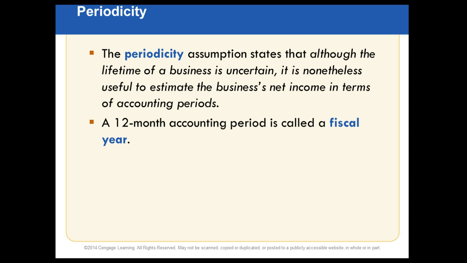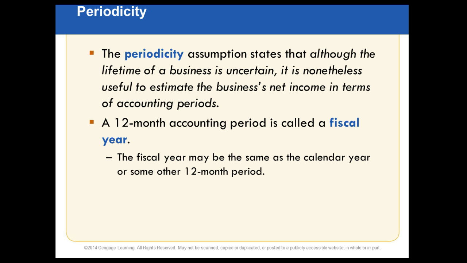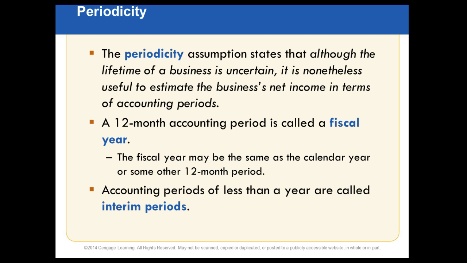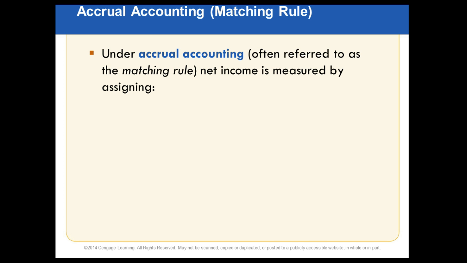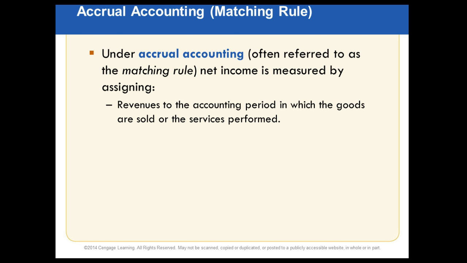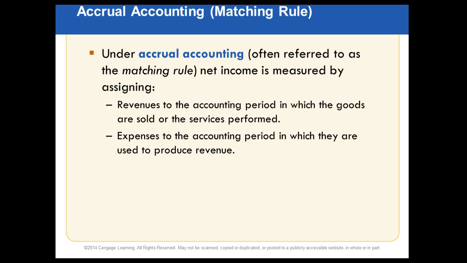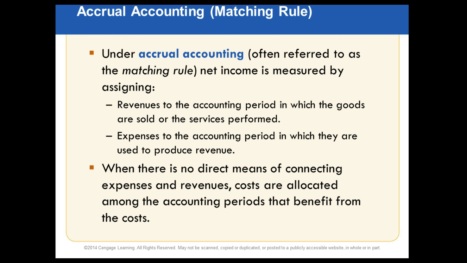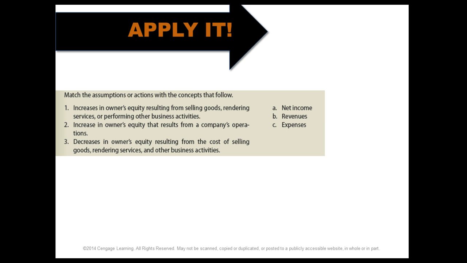So that's the periodicity assumption. A 12-month accounting period is called a fiscal year. The fiscal year sometimes can be a calendar year, but a lot of times with companies, it's not a calendar year. Accrual accounting, another term for it, is called the matching principle. Basically we take revenues in the accounting period in which the goods are sold or services are performed. We also take those expenses to the accounting period in which they're used to help produce that revenue. When there is no direct means of connecting expenses and revenues, then costs get allocated among the accounting periods that benefit from the cost. Hang in there with me, guys.